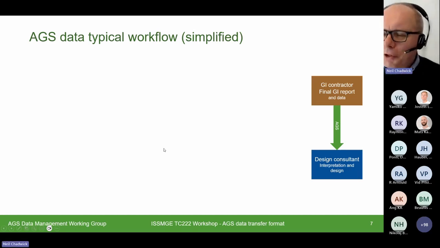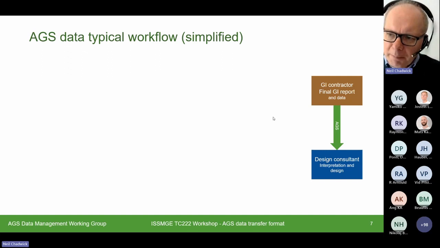Right, so the most common use case is provision of data associated with a ground investigation report produced by a ground investigation contractor, data provided in AGS format to a design consultant who will then go and do their interpretation and design. And interestingly, in the UK, these are usually different companies, different organisations. That's how we tend to work, which probably explains why AGS developed in the UK and maybe not in other countries so much or equivalents.